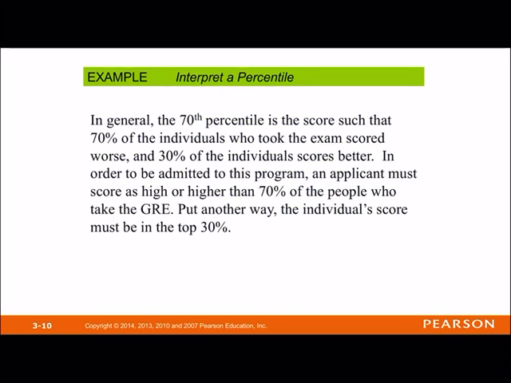Okay, so all that means in general, the 70th percentile is the score such that 70% of the individuals who took the exam scored worse, and 30% of the individuals scored better. In order to be admitted to this program, an applicant must score as high or higher than 70% of the people who take the GRE. Put it another way, the individual's score must be in the top 30%. So again, with the 70th percentile, 70% scored worse, 30% scored better.